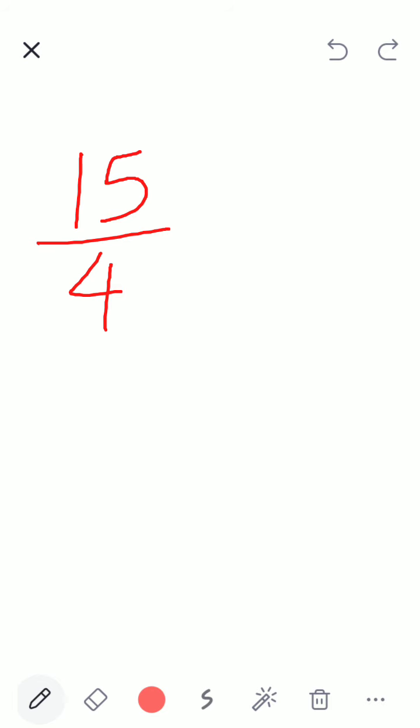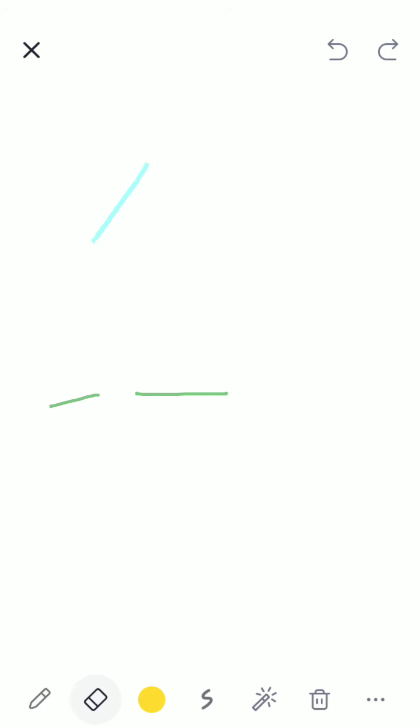15 divided by 4. This is a fraction, and I want you all to convert it to decimal. So let us do it. Picturize, same thing. You all can picturize 15 fruits, 4 children. We will not draw, we will use the technique.